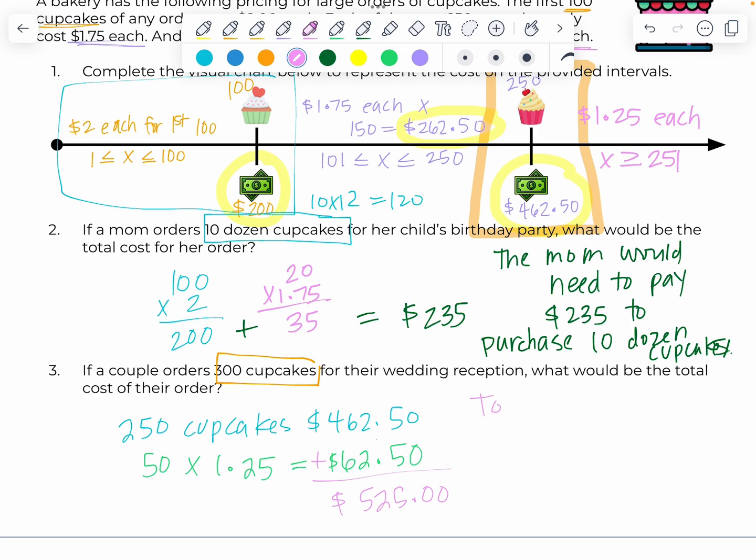So to purchase 300 cupcakes, it would cost $525.